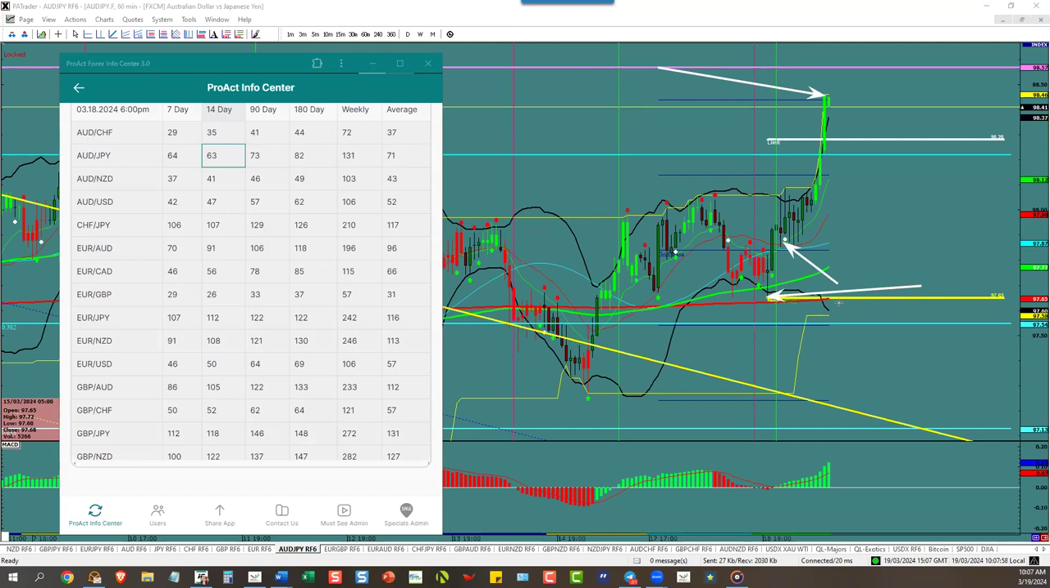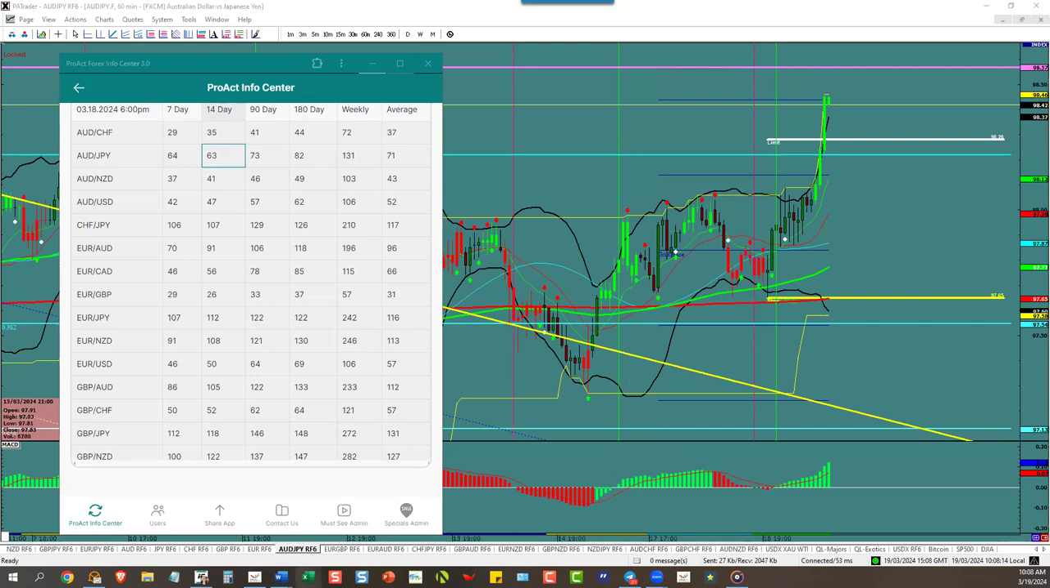Professional traders buy at the bottom. They don't buy at the top. If you're a professional trader, you buy at the bottom. You don't buy at the top. All right. So you make it a rule. All right. So nothing to do on that.